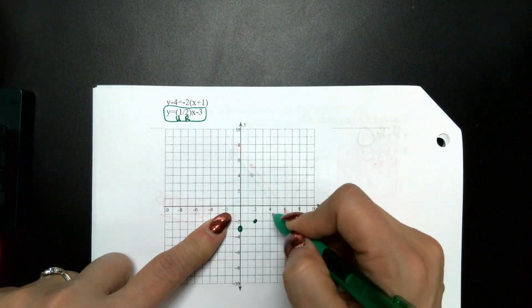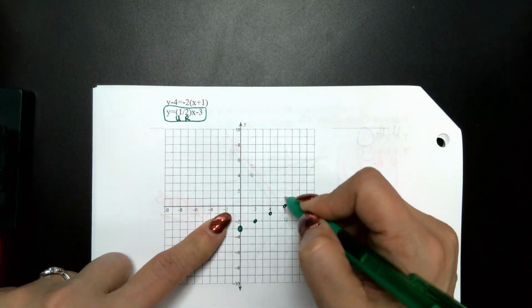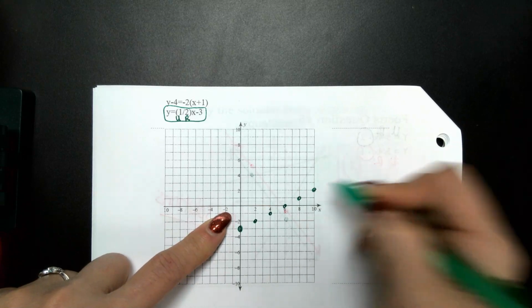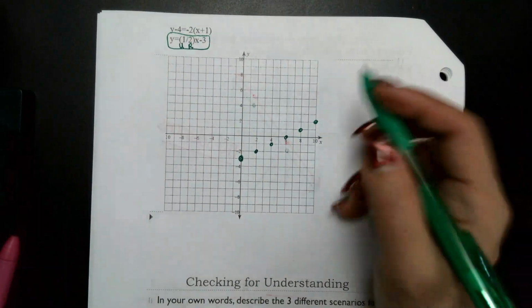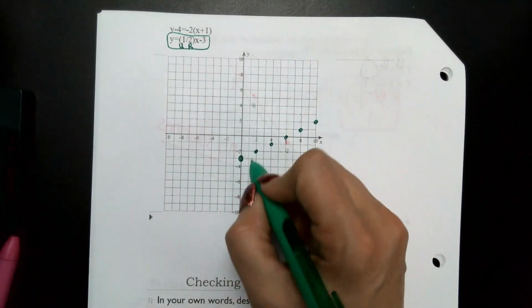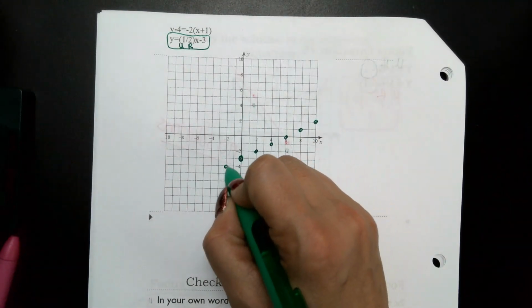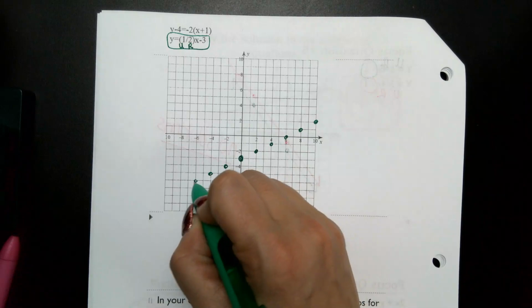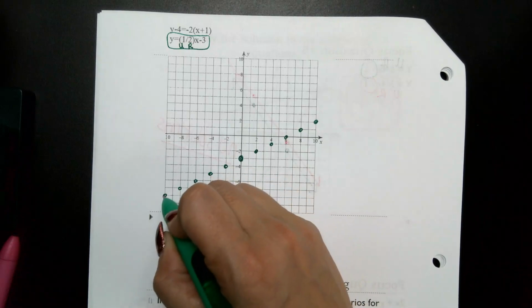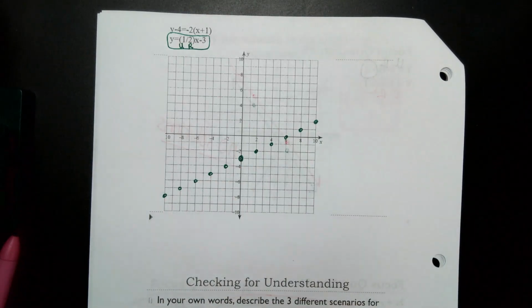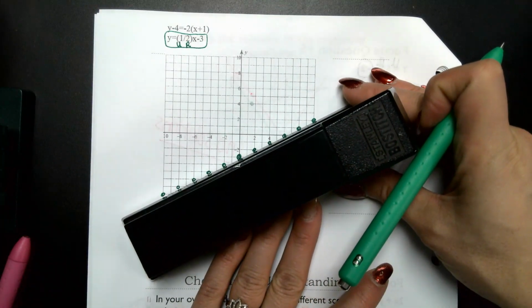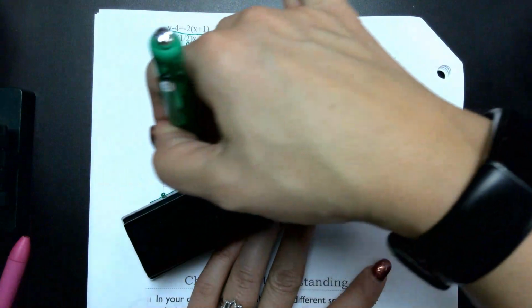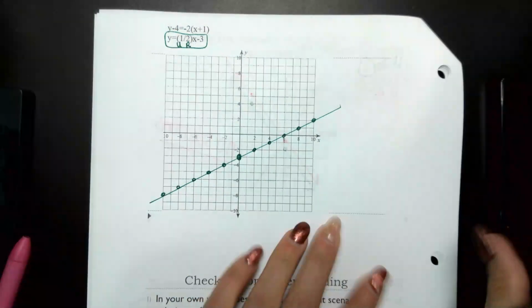Now this graph is quite a bit larger, so you guys can fit lots of points on there. You keep going up and right until you run out of room, and then go back to your starting point and go down 1, left 2 as many times as you can. You get lots of points. And then connect them.